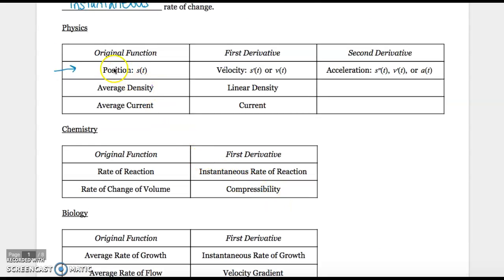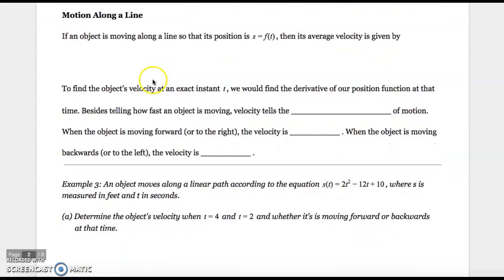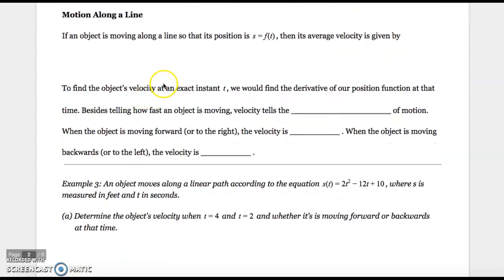What we are focusing on today, though, is what I mentioned previously, the physics portion, and that would be motion along a straight line or linear motion of an object or a person. So we're going to be looking at some ways to interpret and relate and derive the different functions for motion along a line. If an object is moving along a line so that its position is S, remember I said the position functions are often referred to as S. In this scenario, they're also going to use f of t to represent that function.